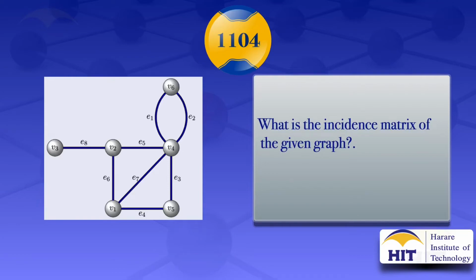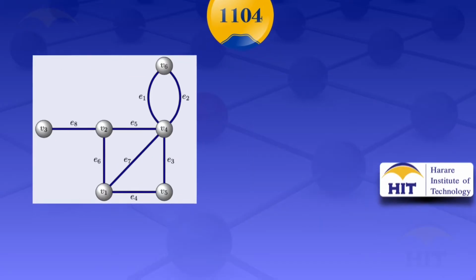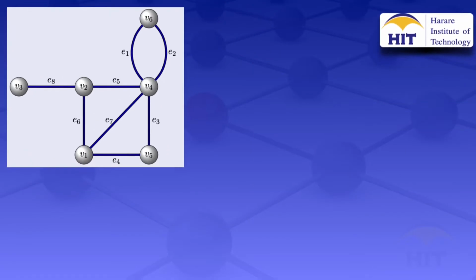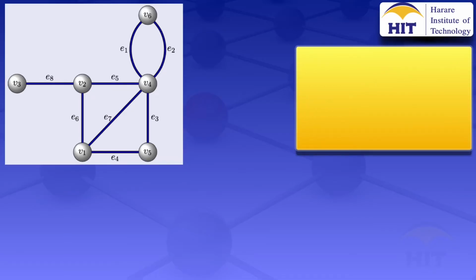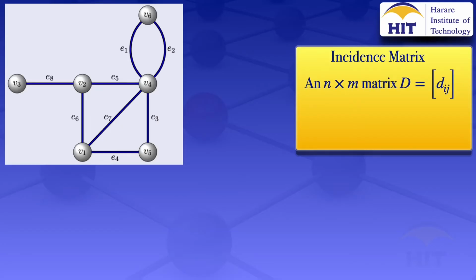In this tutorial, I'm going to find the incidence matrix of the graph which is appearing on the left there. So for us to find that incidence matrix, I'll start by looking at the definition of the incidence matrix. The incidence matrix is an n by m matrix D, which has elements d_ij, where d_ij is equal to 1 if v_i is an end vertex of the edge e_j and 0 otherwise.